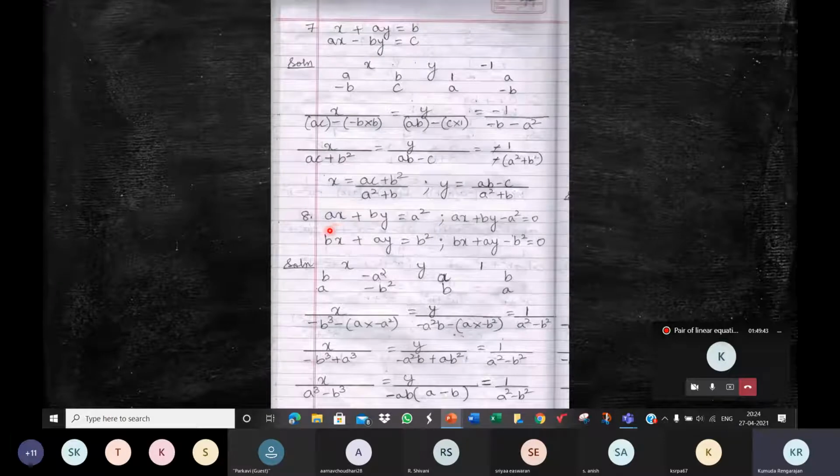So for a change, I've written the equations in a different way. So these are the equations given to us, children, in this question number 8.